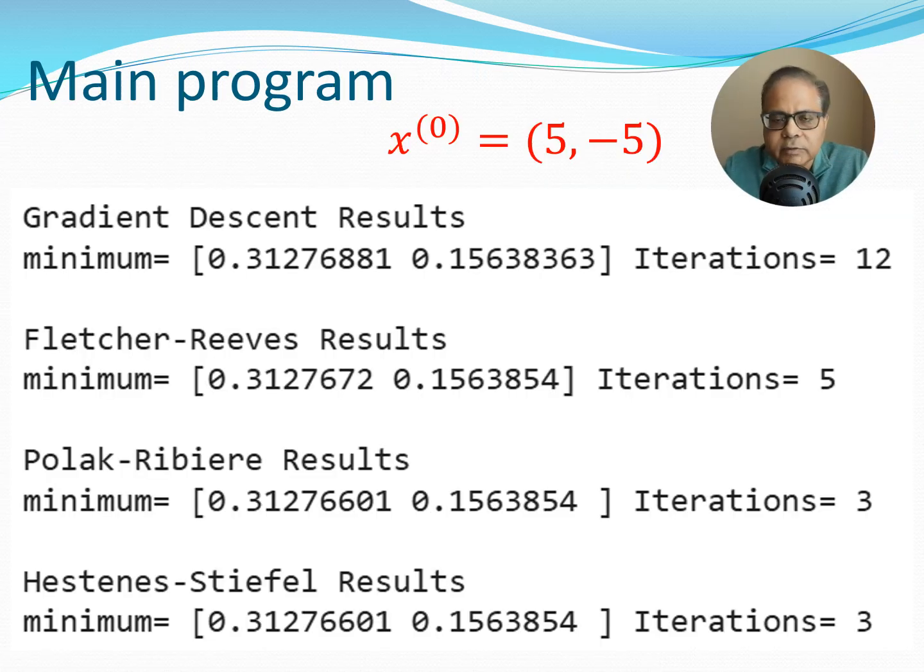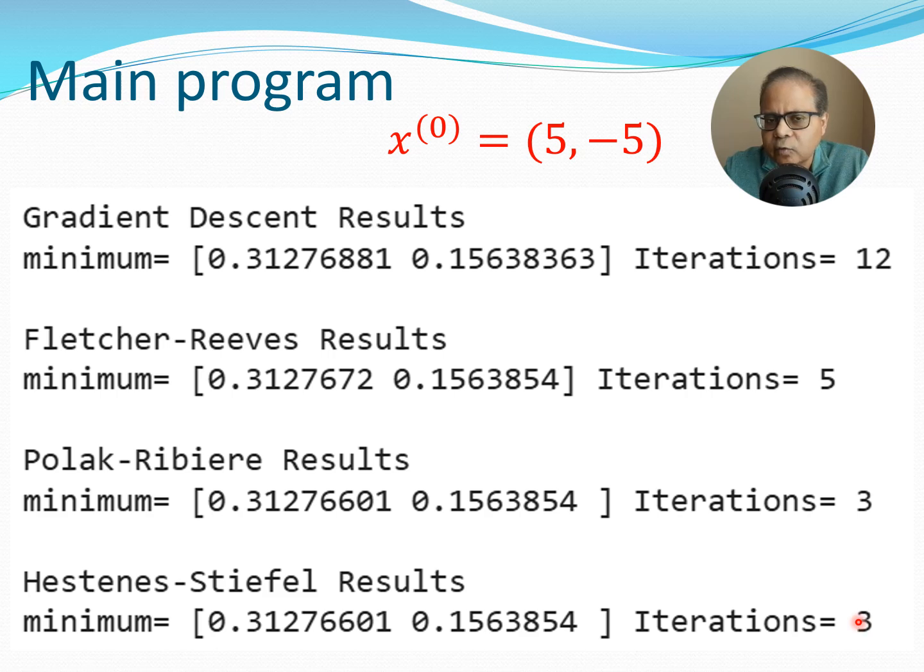Let us now run this program and see what happens. So essentially we start with 5, minus 5, and you can see gradient descent of course takes a long time. So it takes 12 shots to converge. Fletcher-Reeves converges in 5 rounds. Polak-Ribiere takes 3 and Hestenes-Stiefel takes 3. So at least for the function here, these two methods, the methods which are often not so much covered in conjugate gradient methods, are actually doing better.